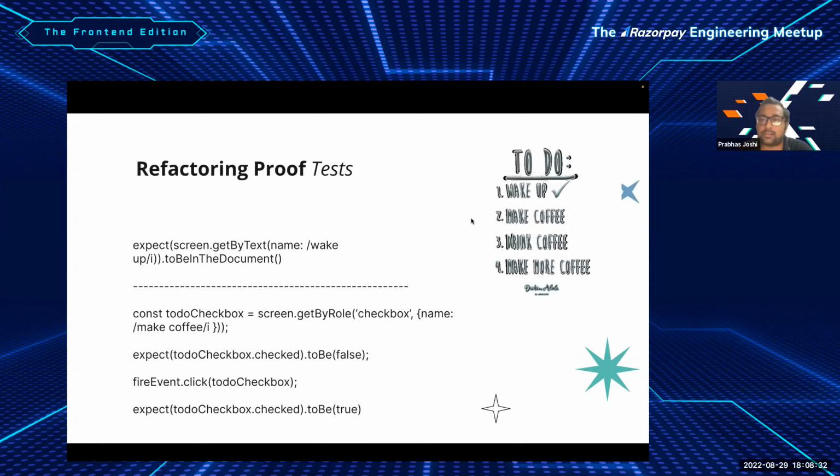So here's a to-do list. So it's waking up, it's making some coffee, it's drinking a coffee and making more coffee, right? So we have a lot of to-do examples across all of front end. So when we use React testing library to write our test, we write something like this. Okay, so wake me up is in the document, right? Let's say we click this checkbox and the checkbox becomes true after false, right? We are not testing any internal implementation details.